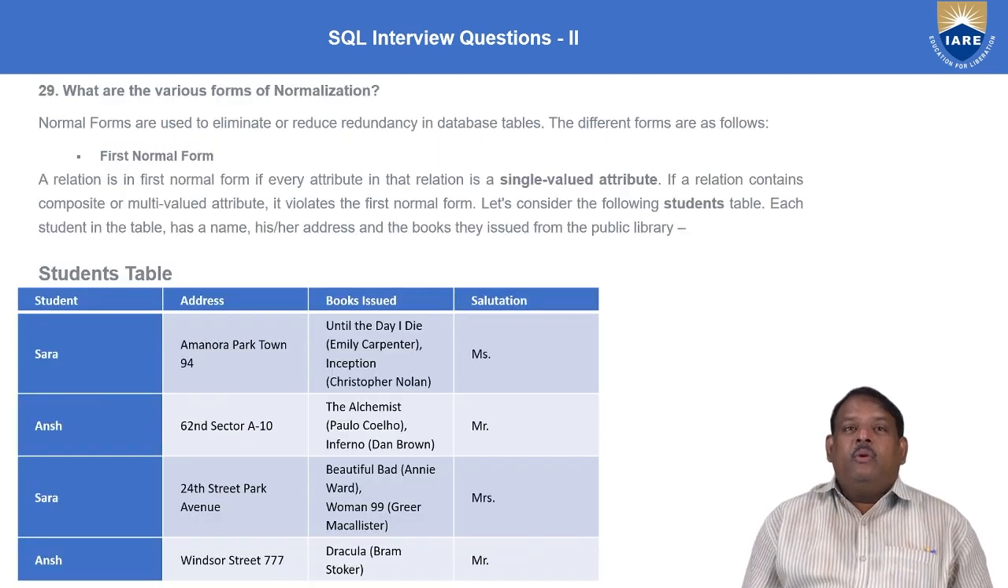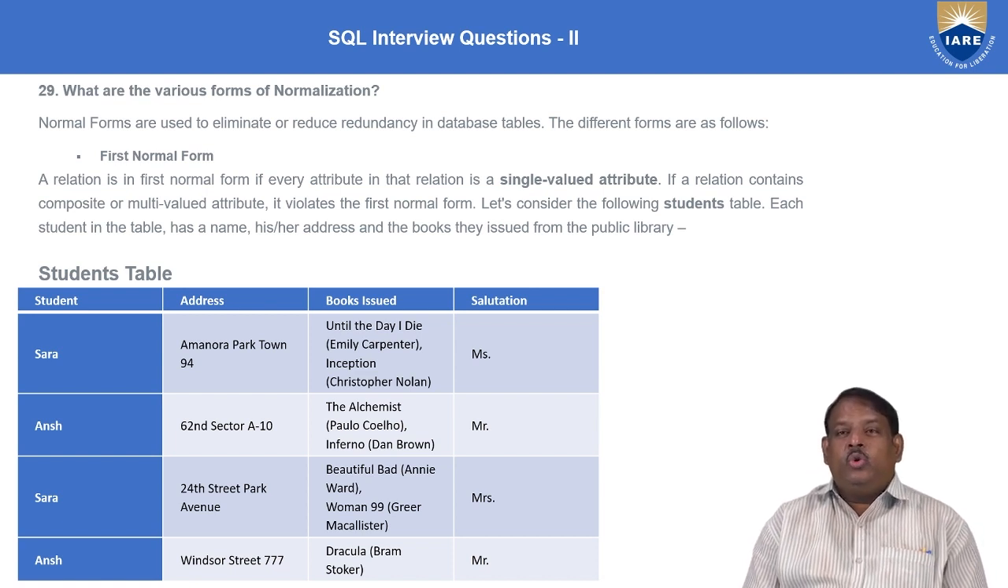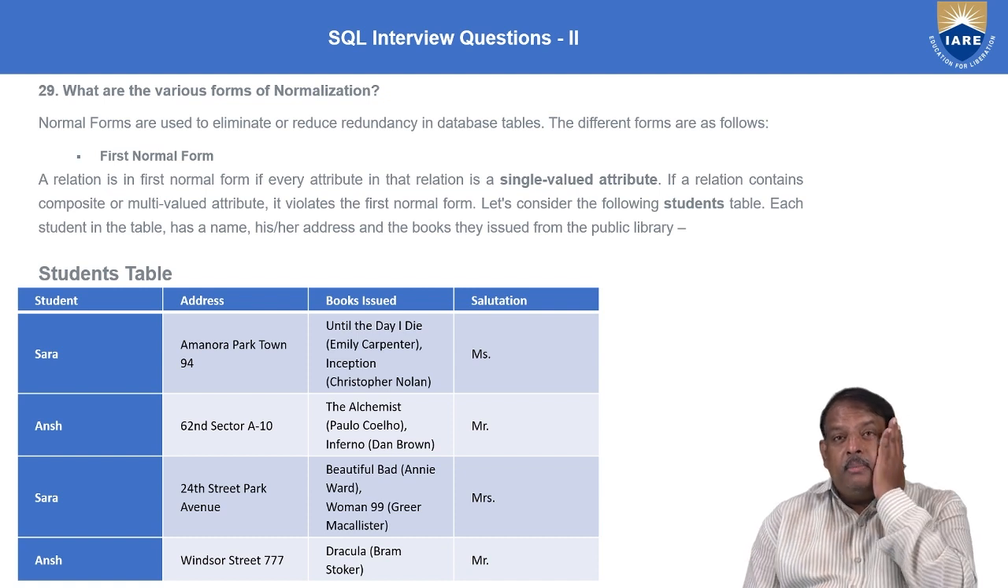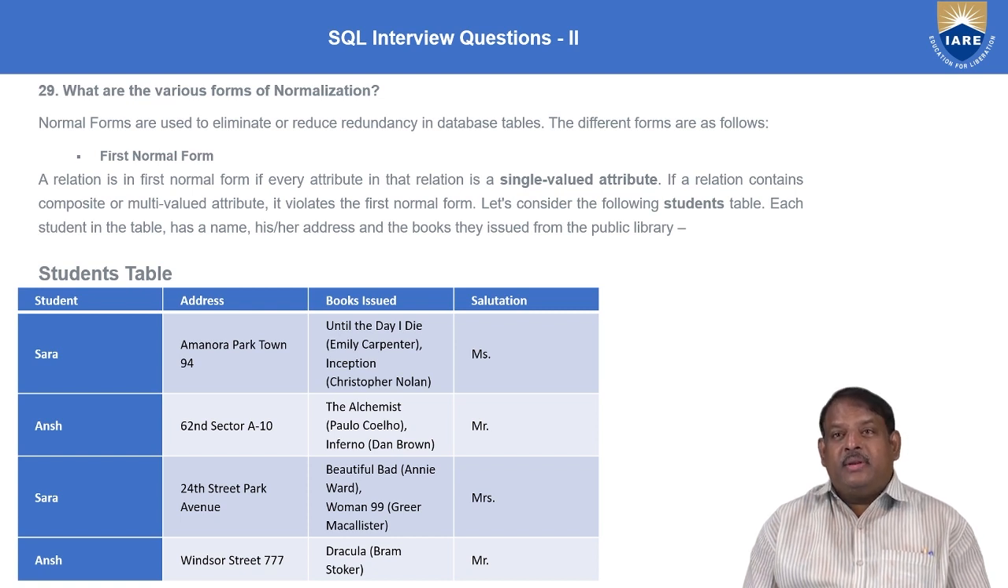Okay, now we'll see what are the various forms of normalization. So we know that normalization is to divide tables, to distribute data into multiple tables. So normalization forms are used to eliminate or reduce the redundancy in database tables. The different forms are as follows.